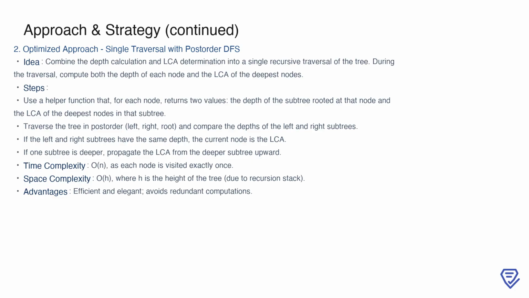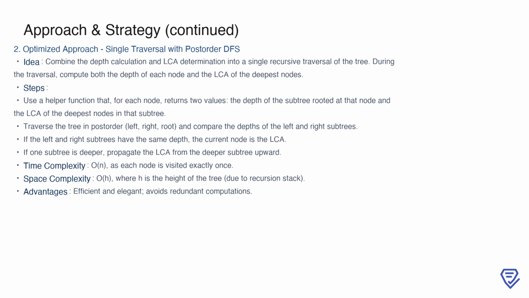A more efficient solution is the optimized approach, which combines depth calculation and LCA determination into a single traversal using post-order DFS. The key idea here is to traverse the tree recursively in a bottom-up manner, calculating both the depth of each node and the LCA of the deepest nodes within its subtree simultaneously. In this approach, a helper function returns two pieces of information for each node: the depth of the subtree rooted at that node, and the LCA of the deepest nodes in that subtree.